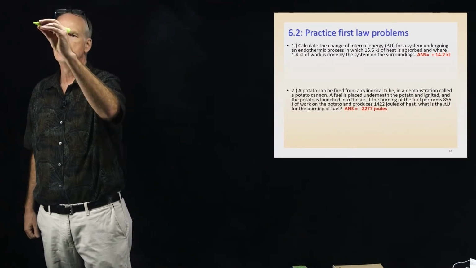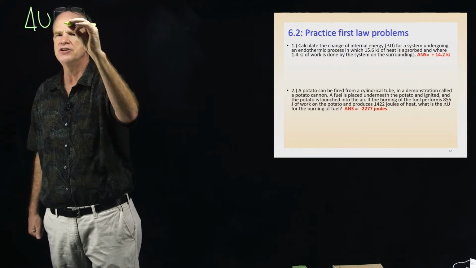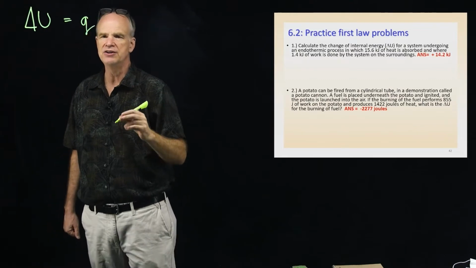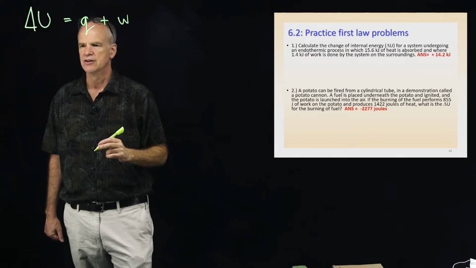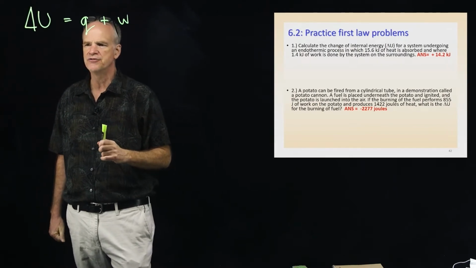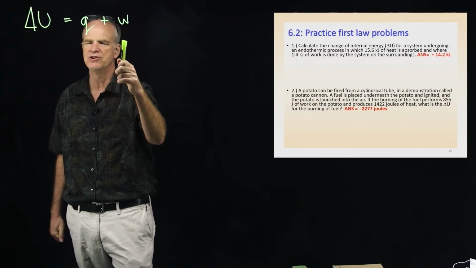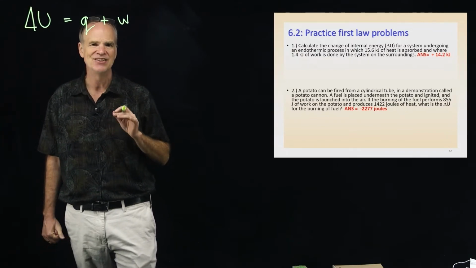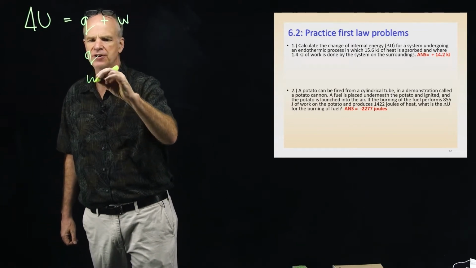Remember, the first law of thermodynamics is that the change of internal energy of the system is equal to any heat exchanged with the surroundings plus any work exchanged with the surroundings. So we want to figure out the change of internal energy, which means we have to figure out what Q is and what W is. Probably the most important part of this problem is that we assign the sign of the number correctly. That's pretty important. So what's Q and what's W?